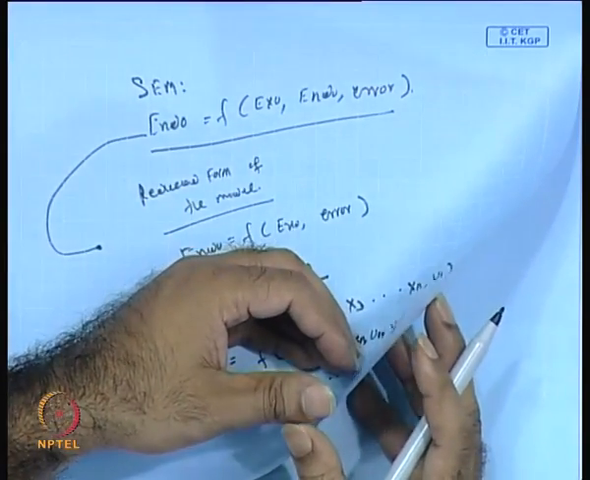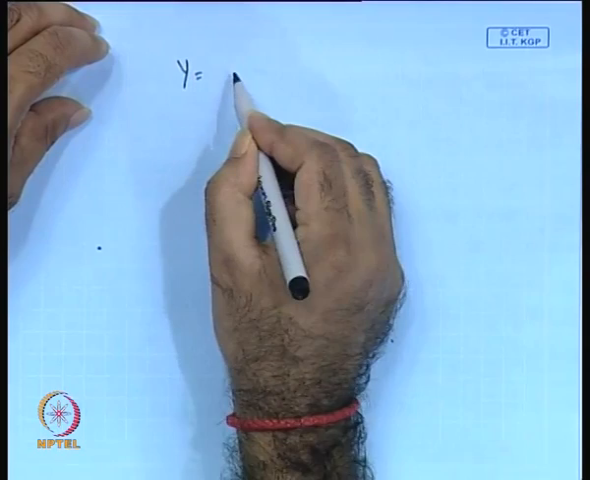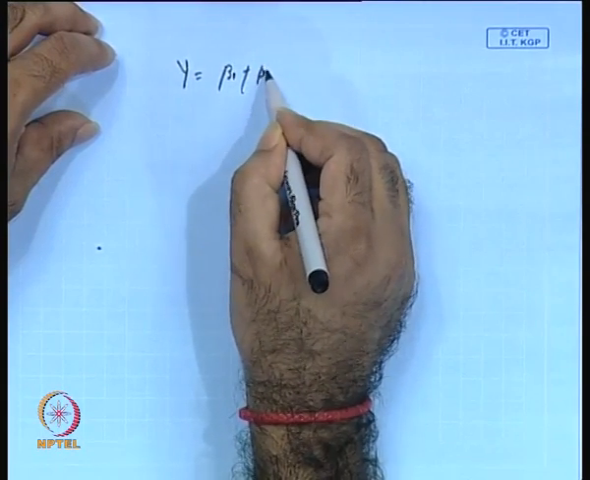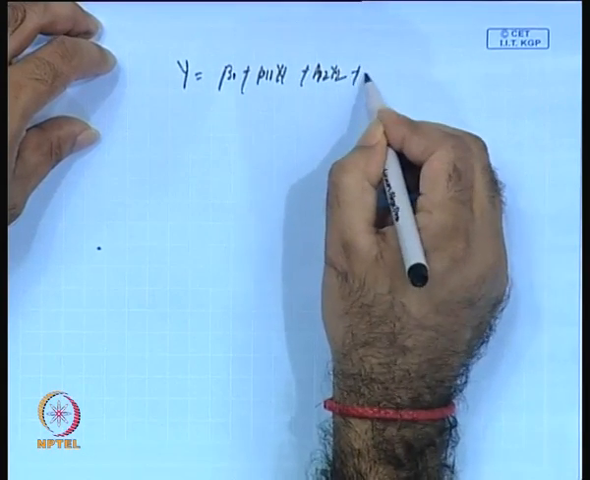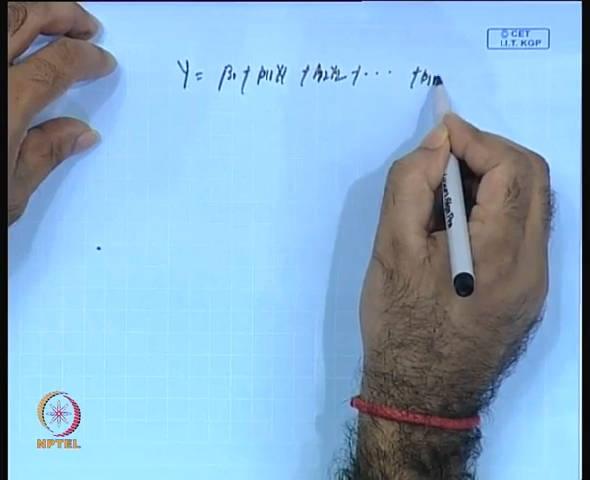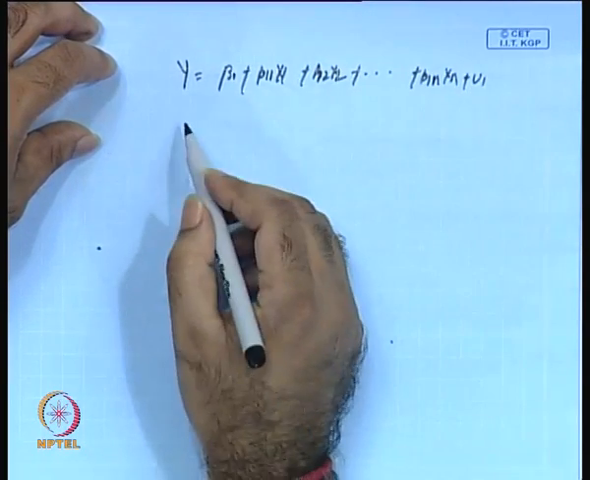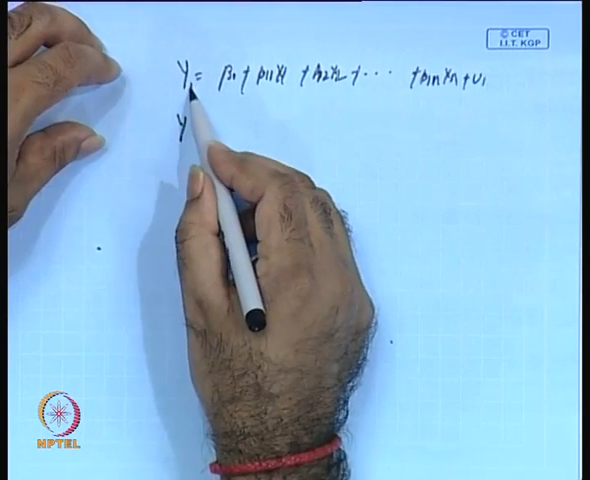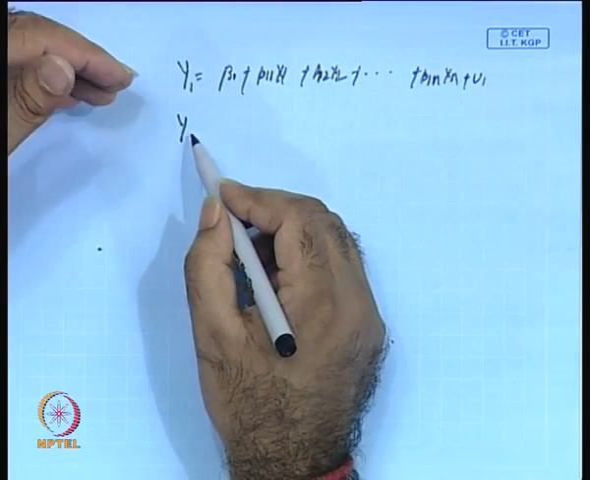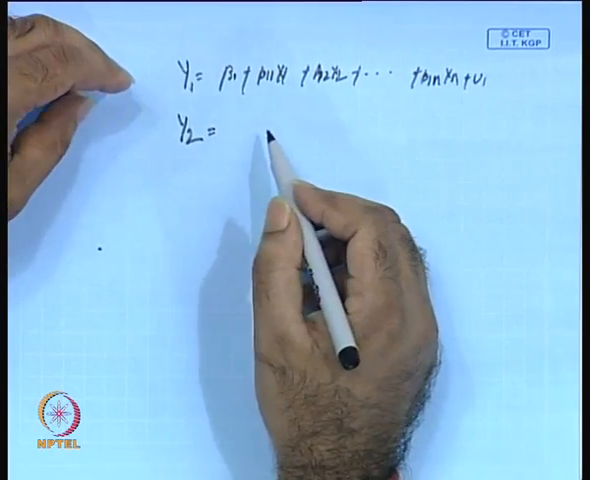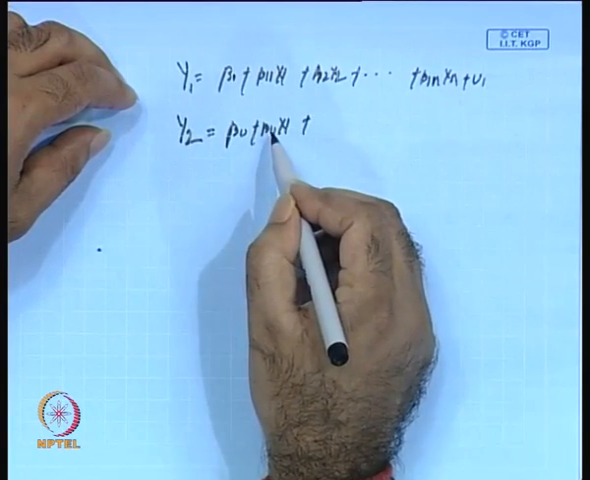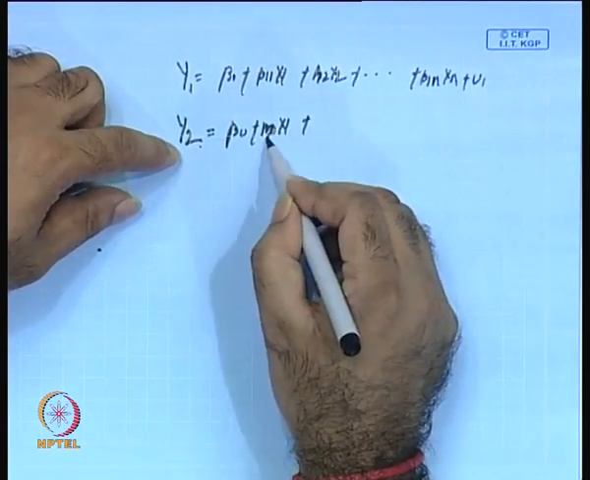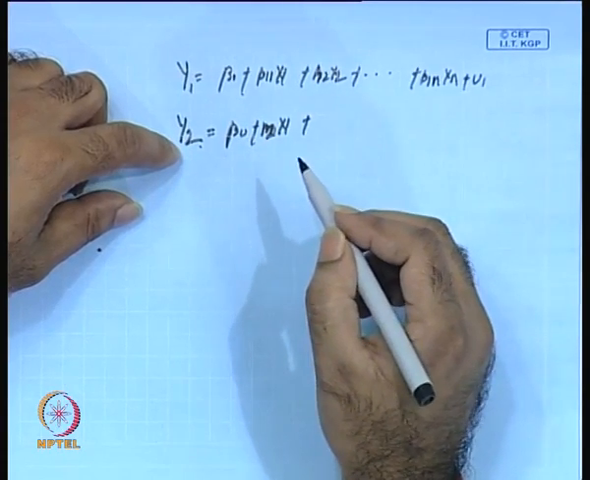If we put it in explicit format, the picture will look like this. In the first equation, we start with y1 equals beta 0 plus beta 1 x1 plus beta 2 x2, continuing up to beta n xn, plus u1. Similarly, y2 equals beta 0 plus beta 2 1, because it starts from 2, so the coefficient is beta 2 1.